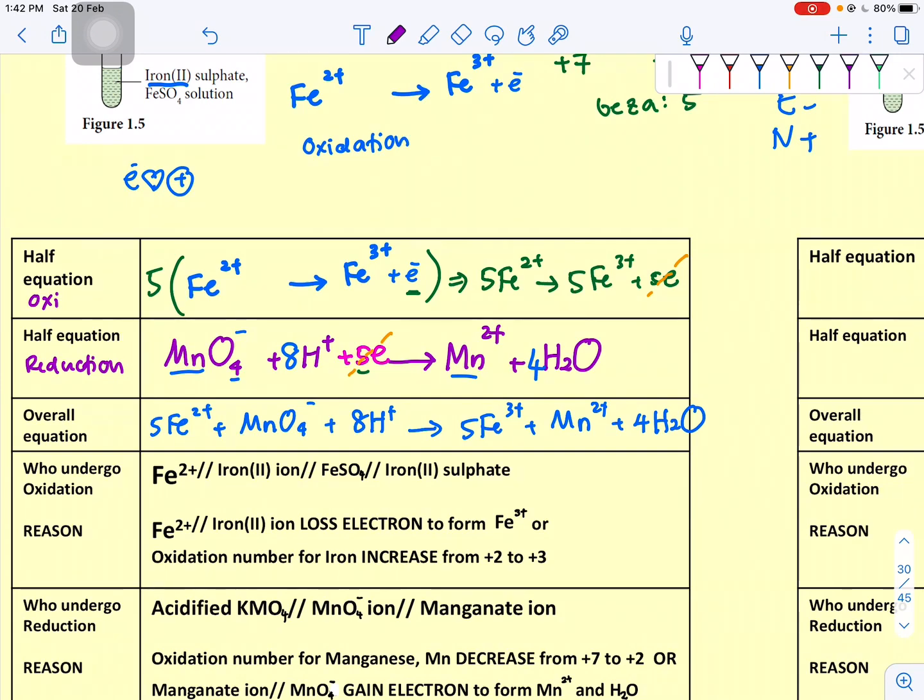Ni just jawab soalan je. The iron 2 or iron 2 sulfate or iron 2 ion. Formula boleh, name pun boleh. Sebab dia tak minta you bagi formula atau name. So it's up to you.